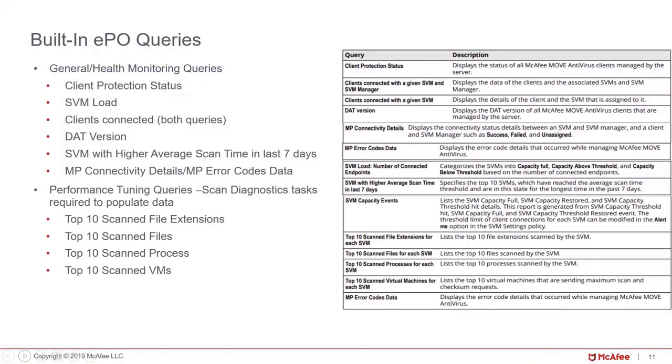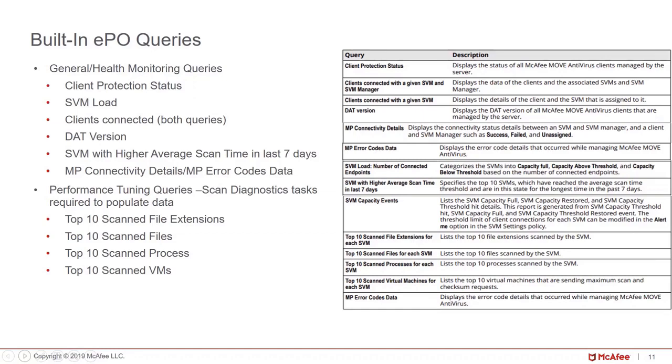Okay, so in regards to performance tuning and general environmental health checking, we have a pretty substantial number of built-in queries. Some of the more important ones that I've picked out here are the client protection status query, the SVM load query, the clients connected. There's two of them. One of them is from the SVM side, the other's from the client's perspective. The client DAT version, the SVM with higher average scan time query, and then the MP connectivity details and error codes data for machines that are having problems.